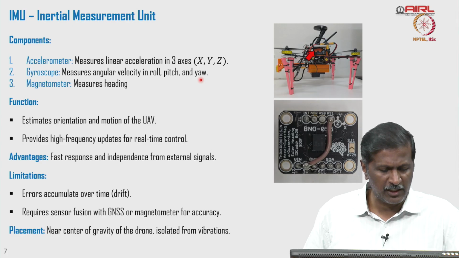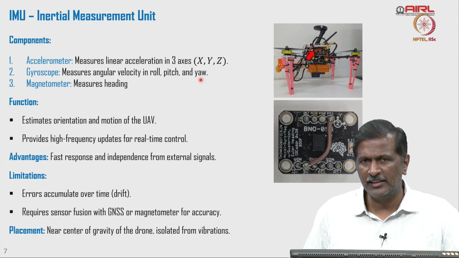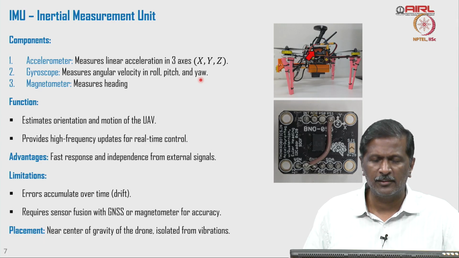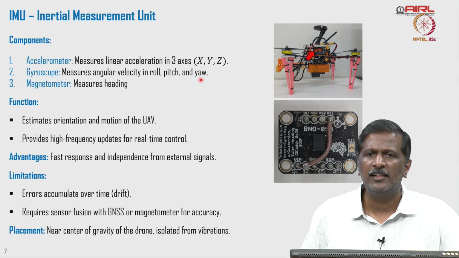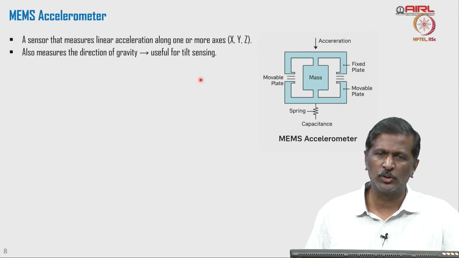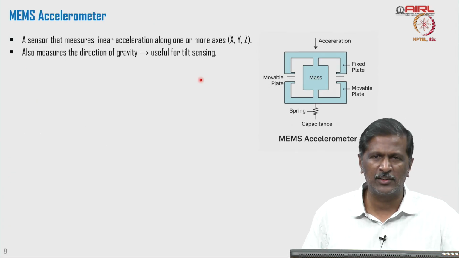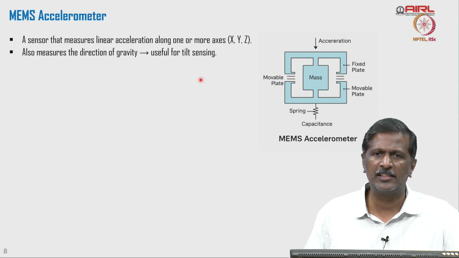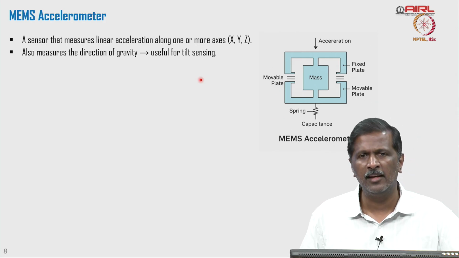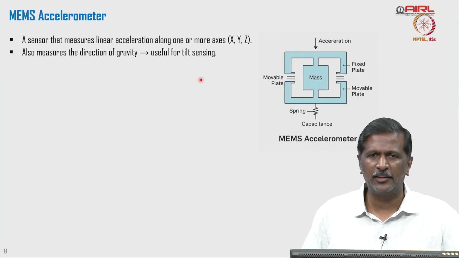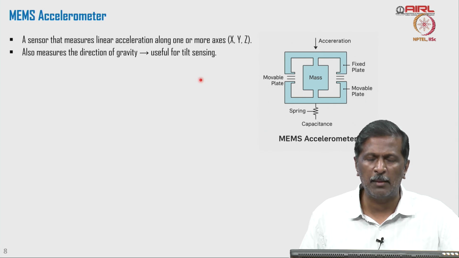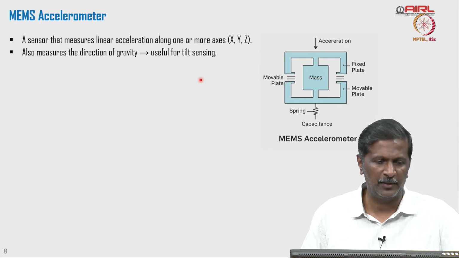So, another aspect I just forgot to mention, and these need to be kept at the CG point so that the vibrations do not affect them, okay. And usually we will add an additional isolator to minimize the vibration getting transmitted, so that the control input does not unnecessarily try to correct the small vibrations which happen due to the wind.